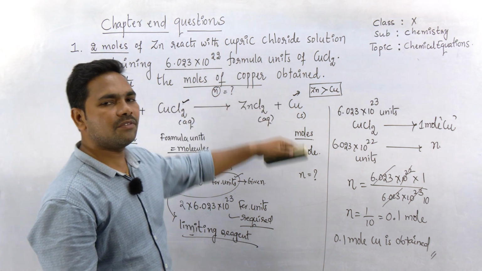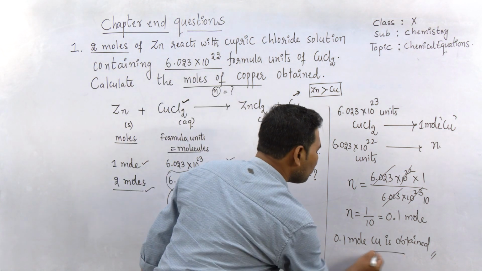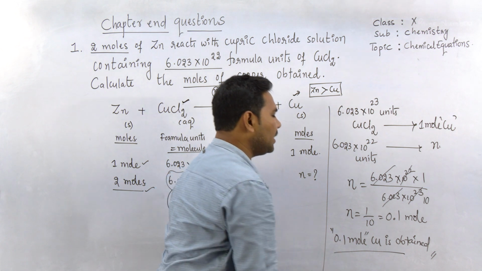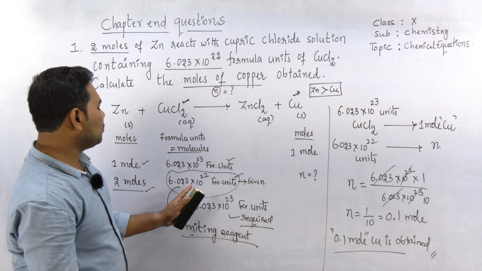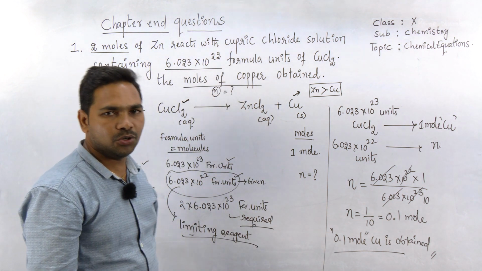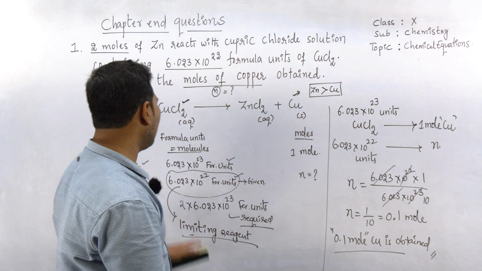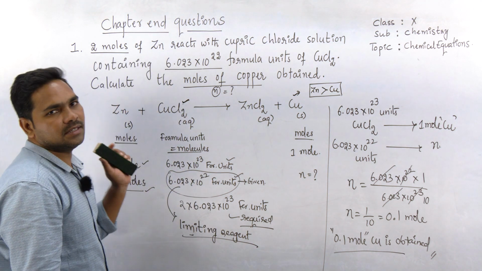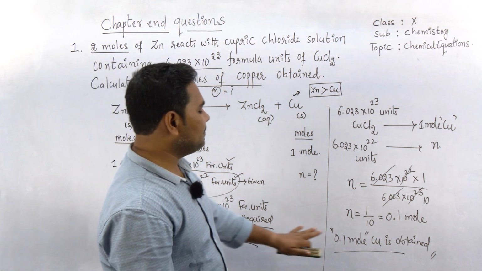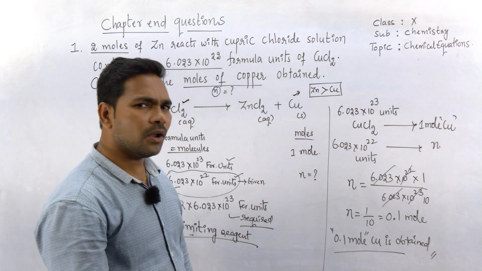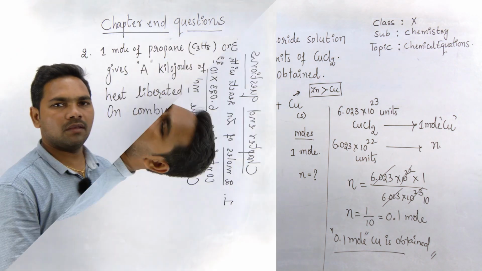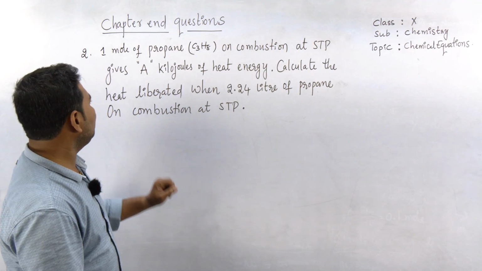Calculate the number of moles of copper obtained. How much? 0.1 mole copper is obtained when 6.023 into 10 to the power 22 formula units of cupric chloride reacts with the excess zinc. Is it clear? This is the answer for this question. Now let us check another question.